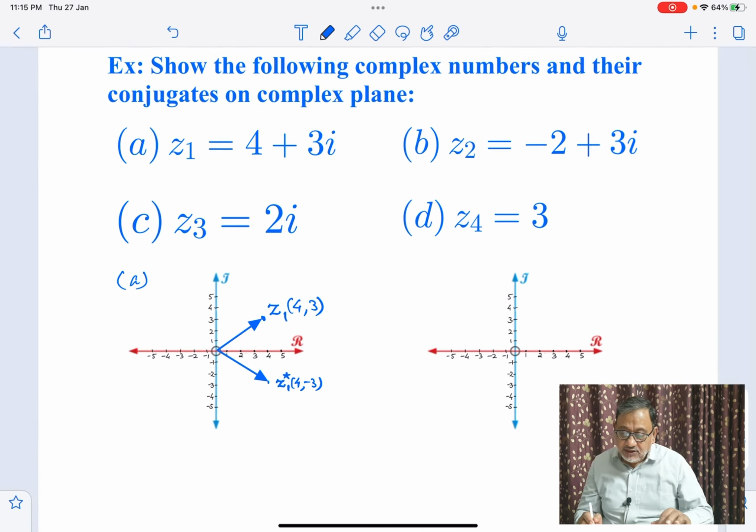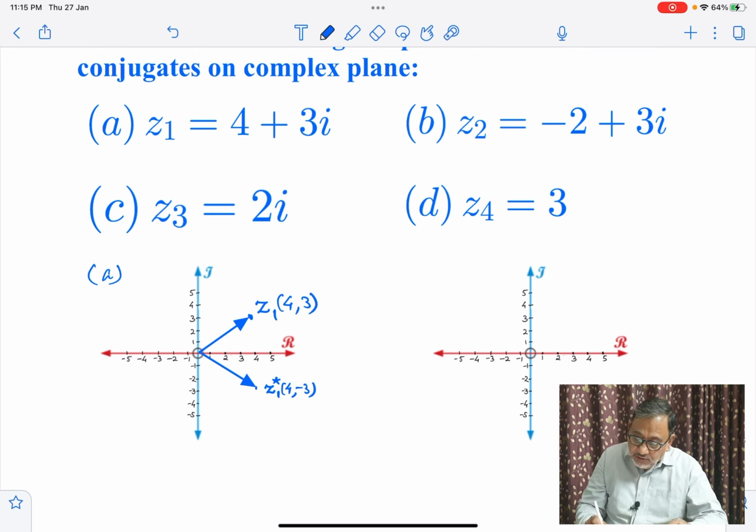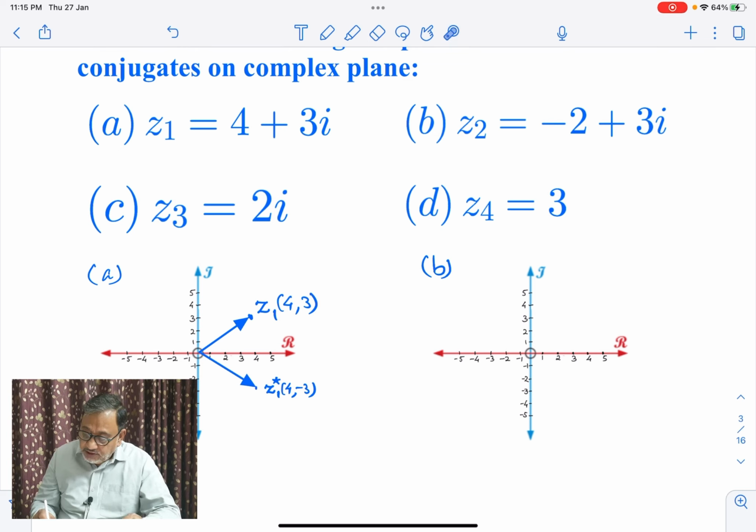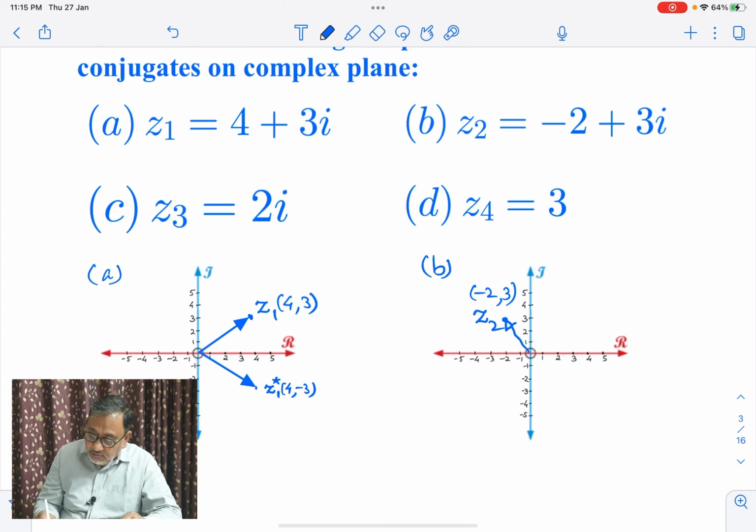Now look at the second part, B. I am going to show that here, Z2, minus 2 plus 3i. So look here, minus 2 plus 3i. So it will be somewhere here. Okay. So I'll mark that point as Z2, which has the coordinates minus 2 comma 3. Okay. So this is that complex number.